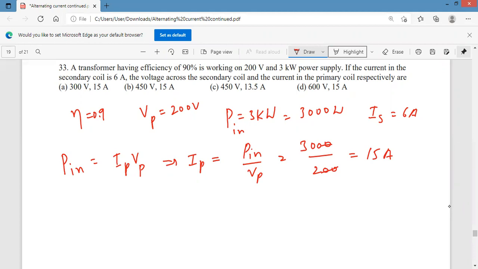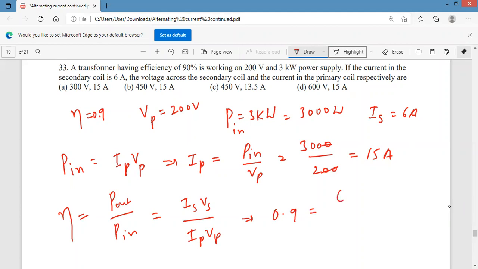Next, we want the voltage across the secondary coil. To calculate the voltage across the secondary coil, efficiency is equal to what? P out divided by P in. P out is Is into Vs, divided by P in, Ip into Vp. That implies 0.9 is equal to 6 into Vs divided by Ip, which is how much? 15. Vp is 200.